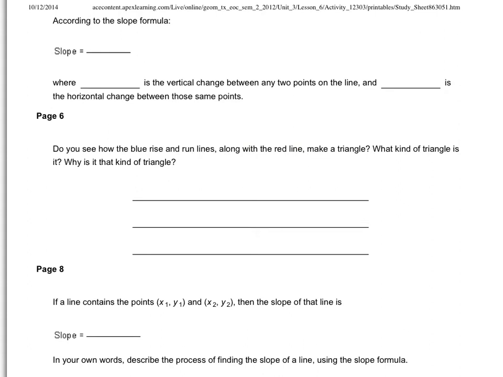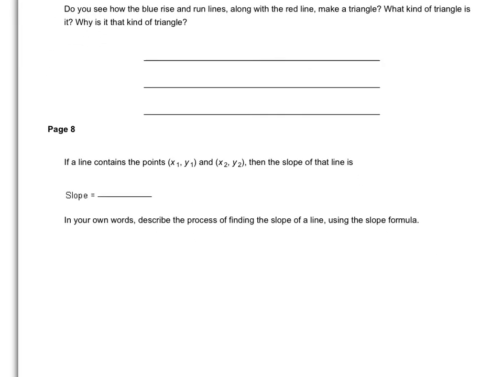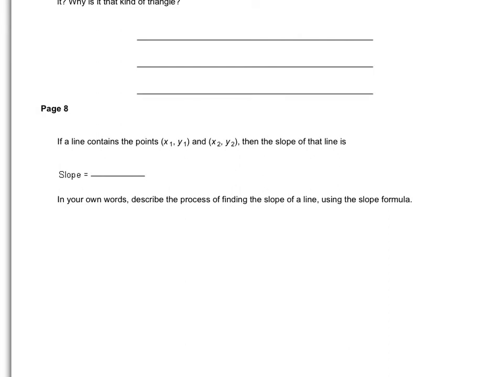According to the slope formula, slope is change in y, which we write with a triangle, delta y, over change in x, delta x, where delta y is the vertical change between any two points on the line, and delta x is the horizontal change between those same points. If a line contains the points (x1, y1) and (x2, y2), the slope of that line can be written as y2 minus y1 divided by x2 minus x1.